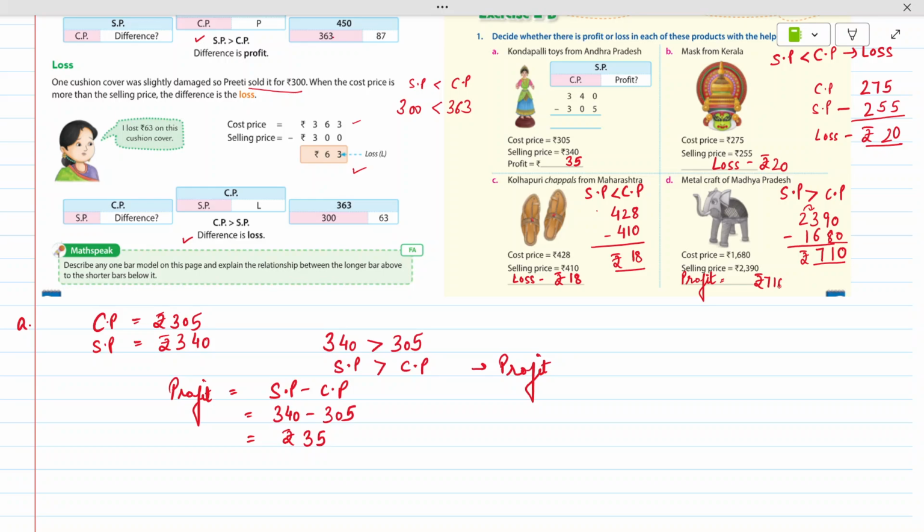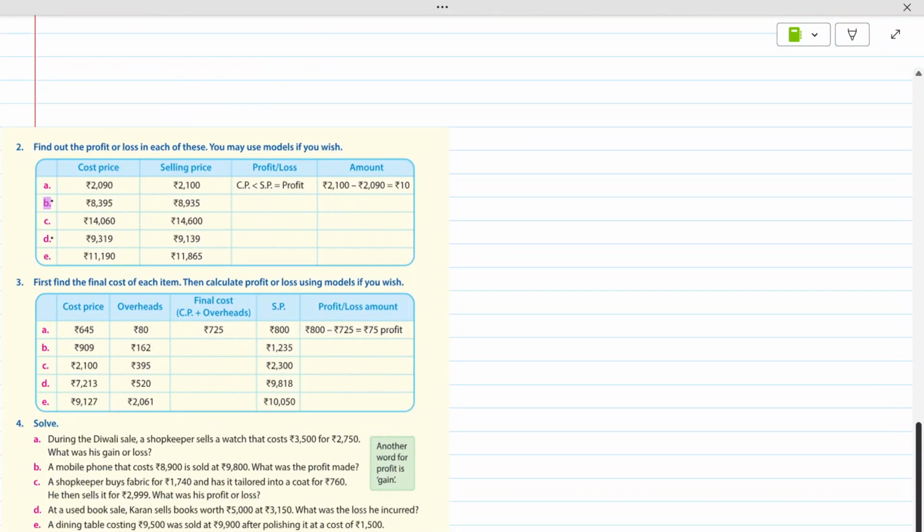Okay. Again, I'm mentioning the steps. First, write down what is the cost price and selling price, and then identify which is greater, selling price or cost price. If selling price is greater, it's a case of gain or profit. If cost price is greater, it is the case of loss. And the amount of both profit and loss can be identified by finding the difference between the selling price and the cost price. Okay, so this was question number 1.